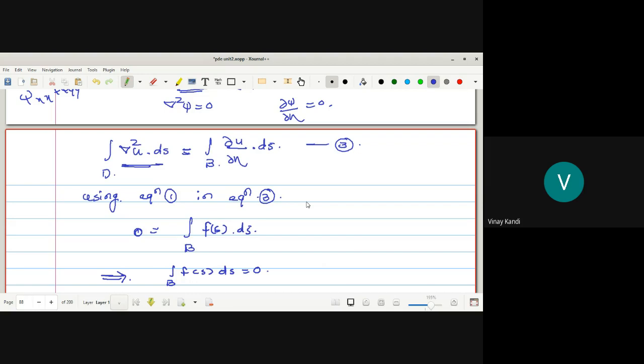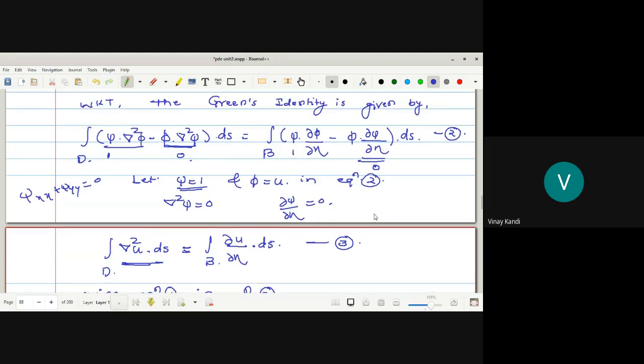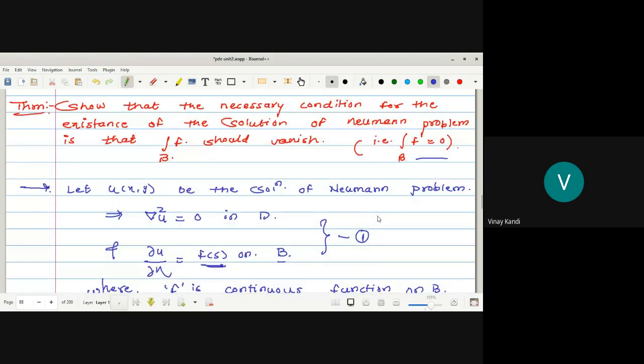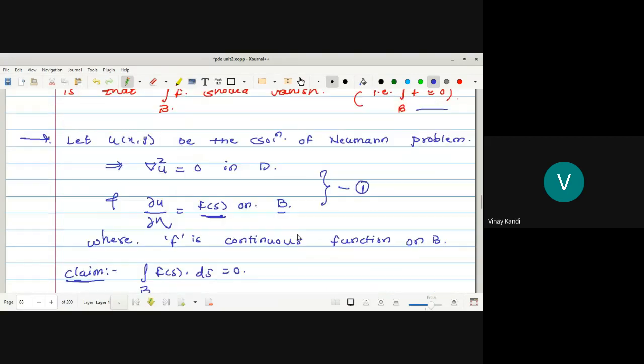छोटे छोटे आणि खूप इझी, एकदा तुम्हाला डेफिनेशन मध्ये असेल तर काही अवघड नाही आहे याच्यात. ओके, सो दिस इज द नेसेसरी कंडिशन. जर एखादा आपण काय अज्यूम केला आहे, हा तुमचा u ऑफ एक्स वाय हा सोल्युशन आहे आणि त्याच्यावरून काय प्रूव्ह केलंय, इंटिग्रेशन ऑन द बाउंड्री बी ऑफ द फंक्शन f इज 0. सो दिस इज द नेसेसरी कंडिशन. So if the solution exists, okay, for any Newman problem, it implies that integration of f on the boundary B is equal to 0.